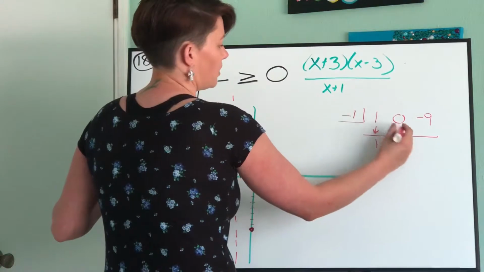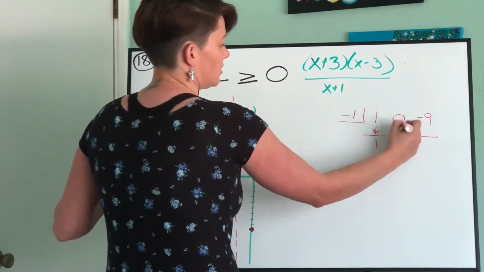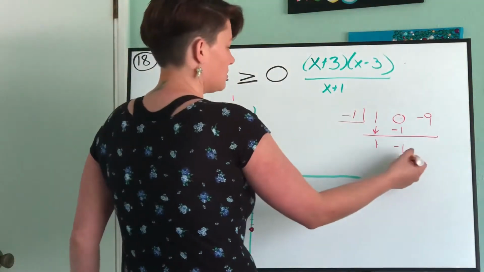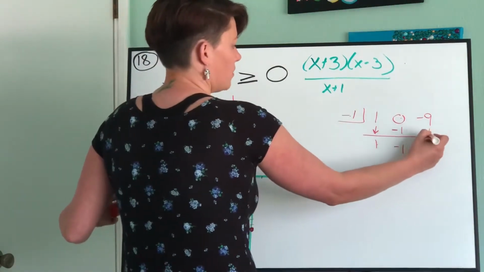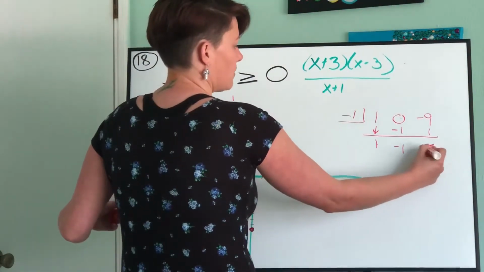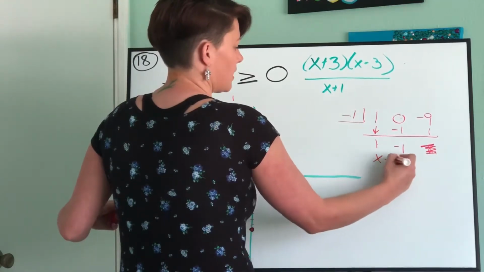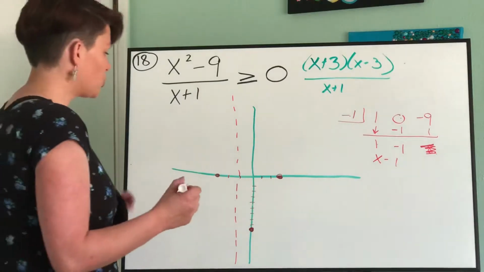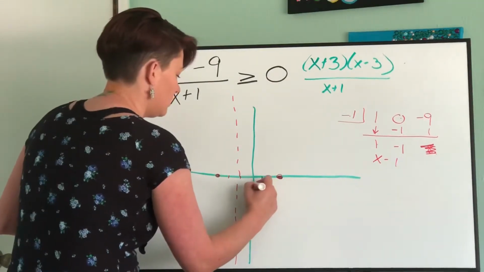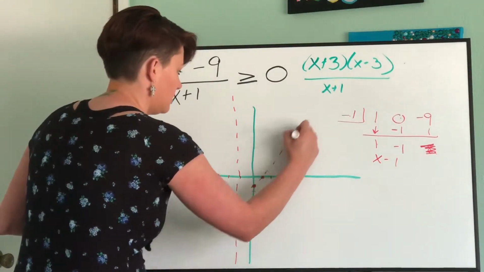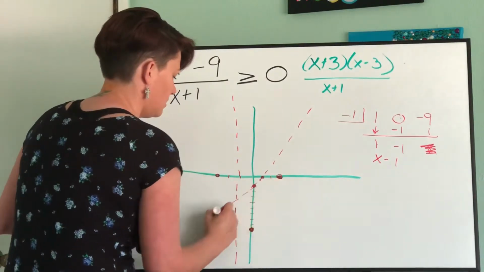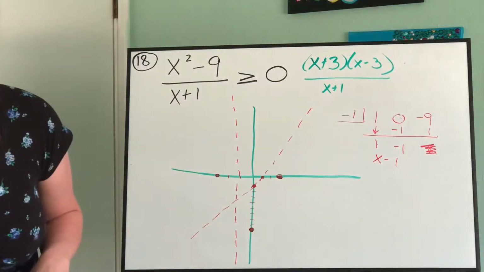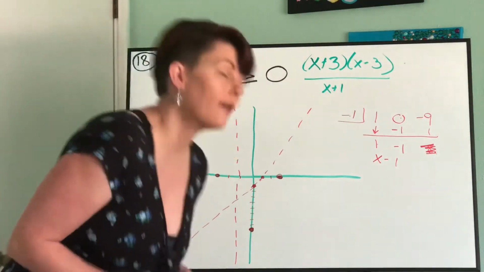1 times -1 is -1. 0 minus 1 is -1. We can finish the process, but we know that we're not going to use our remainder anyway. But anyway, that would make -8. But that's your remainder, you don't use that. So we get x minus 1 for our slant asymptote. So then that would be like that. Okay, and then we can graph it, because we have enough information now to graph it.